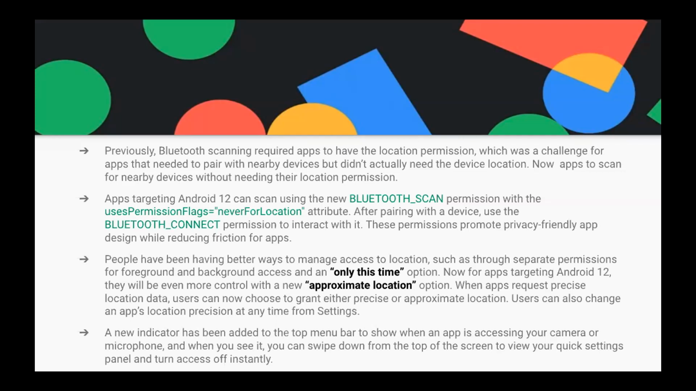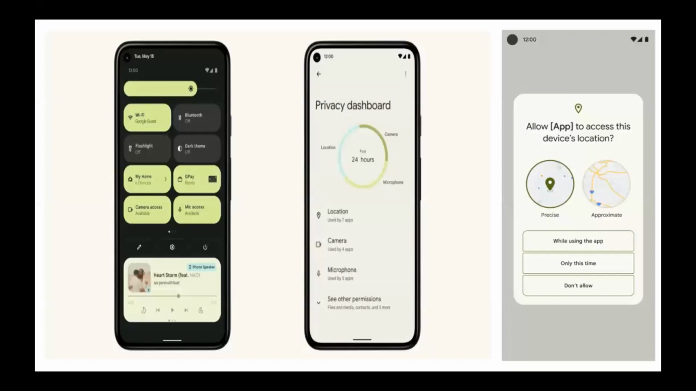A new indicator will now be showing on your screen, in the top menu bar with the new Android 12, to show when an app is accessing your camera or your microphone, when to use it or not, and you can control all that through the dashboard as I started. As you can see, this is all that I was explaining before. You are now granted the controls to allow either approximate location and what time the application needs to access your data.